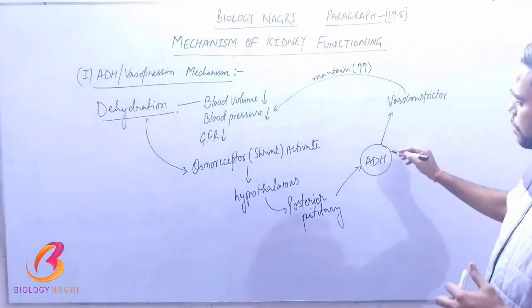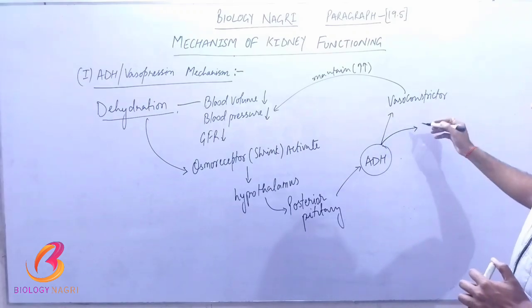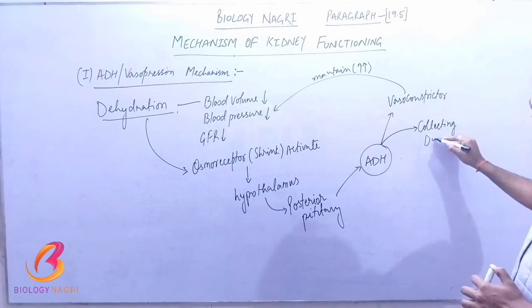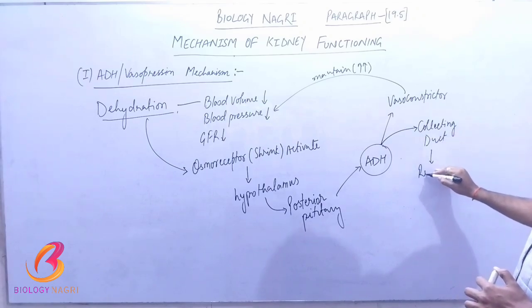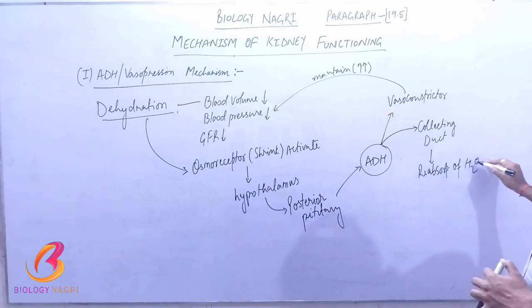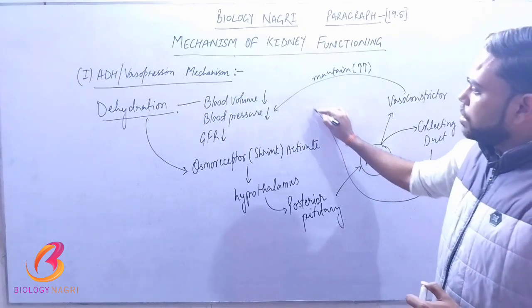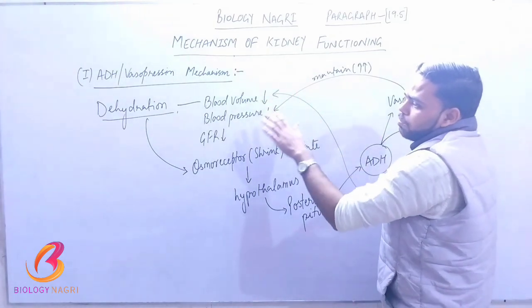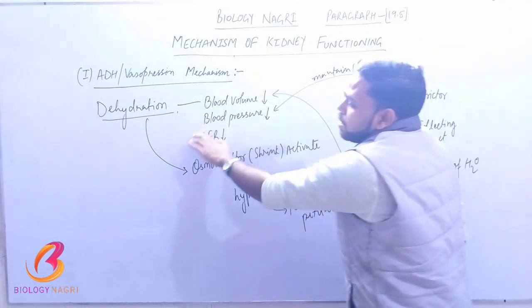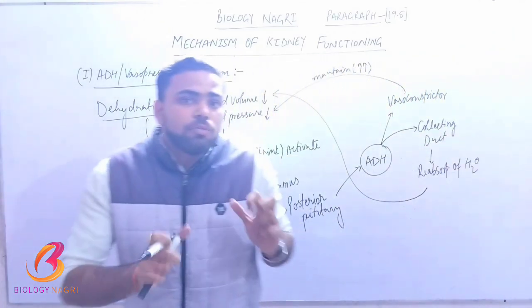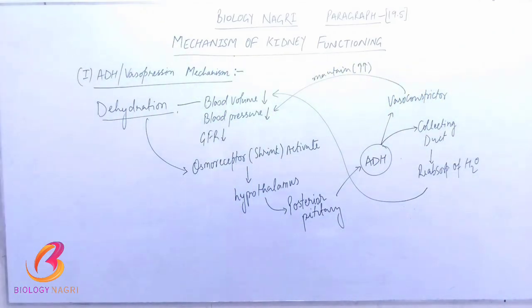Now see, this will also act on the collecting duct of the nephron and lead to the reabsorption of water as well as sodium. So finally, it will also maintain the blood volume. We have maintained the blood volume and blood pressure, which leads to the maintenance of GFR also. This was the first mechanism of the kidney to maintain blood pressure and blood volume. This is called the ADH mechanism.